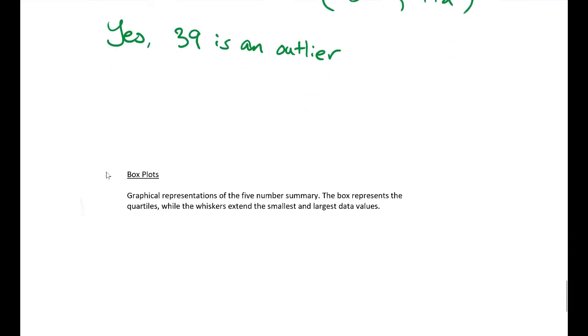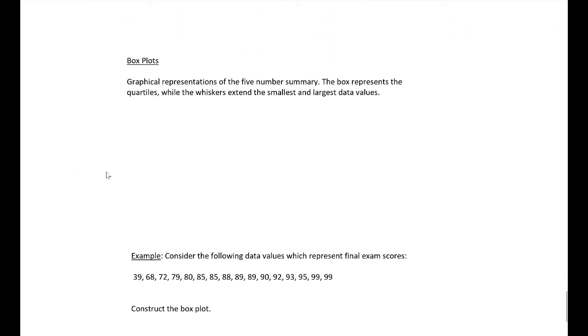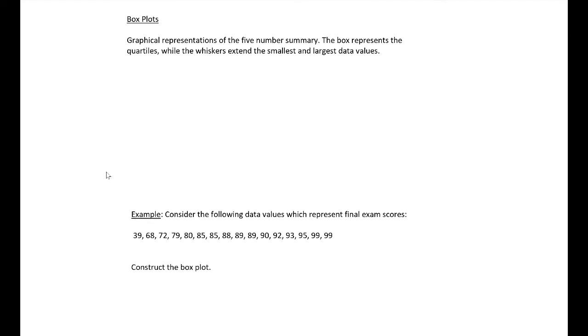All right, last one. This is the last one, I promise. Okay, so the last thing in this video here is how do we construct a box plot? So a box plot is simply a graphical representation of your 5-number summary. Okay, so the actual box that we're going to make in a second is represented by your quartiles. And then there's these things called whiskers that extend out from the box. And they are going to extend to your smallest and largest data value respectively.